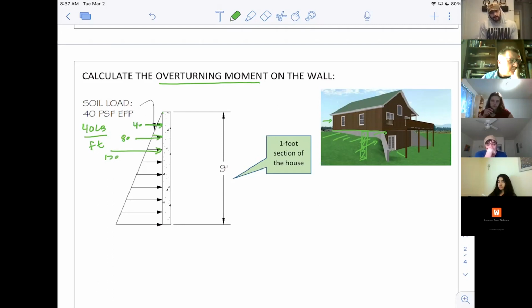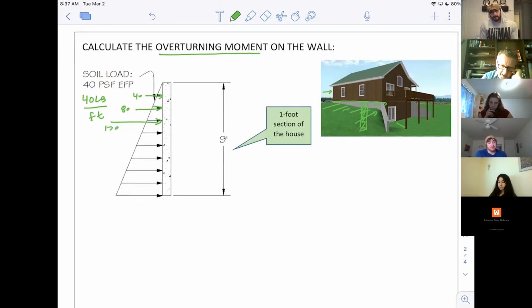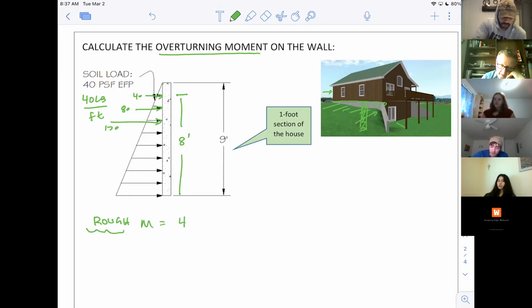So let's just make not an integral, but a rough, kind of do a rough problem. So would you agree that 40 is, well, if I came down 1 foot, isn't that 8 feet from the bottom? So the rough moment would be equal to 40 pounds. Notice the units of this. 40 pounds times 8 feet. So that's how much moment there would be right here.